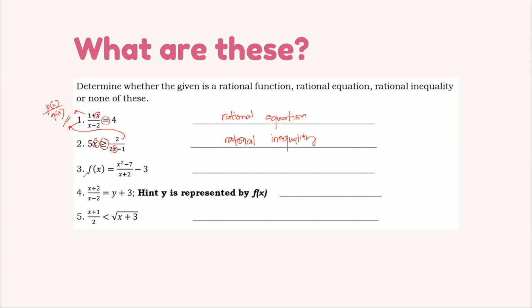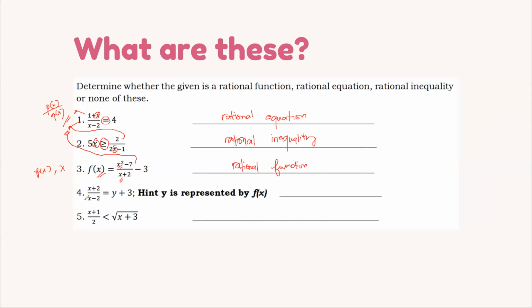What about number 3? Is it a rational function, rational equation, or rational inequality? How many variables are there? We have x, and then we also have f of x. So we express it in this format. So this is a rational function, since there are two variables, f of x and x, and this side follows the format of the rational expression.